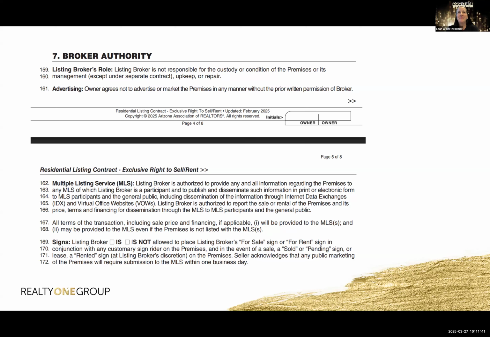Yeah. So, again, I think that there's something to be said about routinely checking on your listings, but it's not your responsibility. So if you're doing that, make sure that your sellers are aware that this is an add-on. This is a benefit that you're providing. It's not something that your agreement requires.